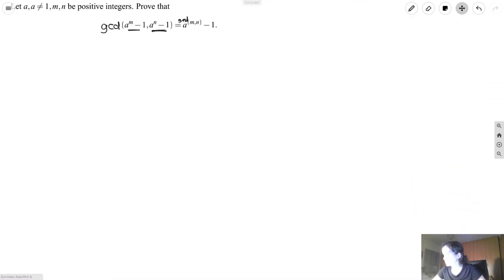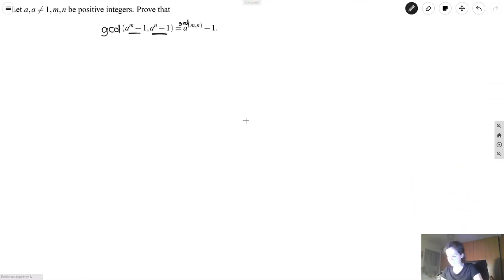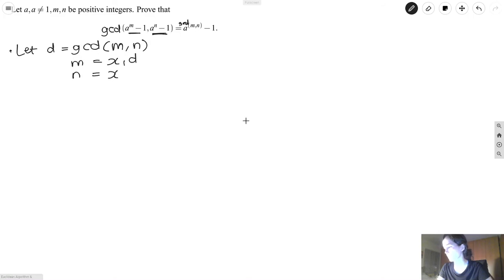So how we're going to approach this, we're going to say let d equal the GCD of m and n. So this means m is going to equal some x1 times d and n is going to equal some x2 times d. You don't have to write this down, it's just to think about it.